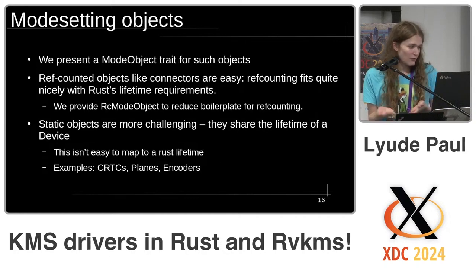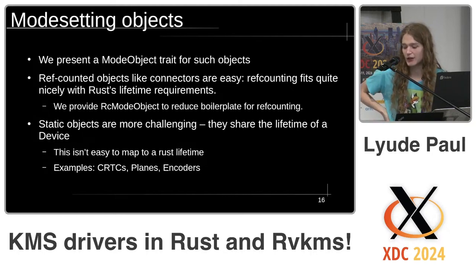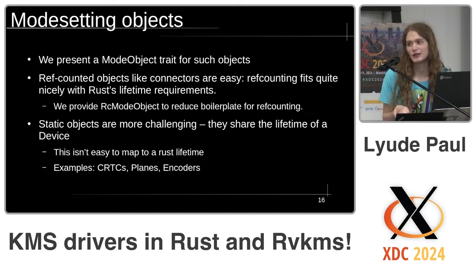For implementing these, we have a mode object trait, which for ref counted objects, it's pretty easy. Ref counting fits pretty nicely with Rust's lifetime requirements, and we provide a trait that these objects can use to basically reuse the same kind of like mode setting reference infrastructure that all the other objects are using, since it's basically the same for all of them. Static objects, on the other hand, are a bit more challenging. So static objects will typically share the lifetime of a device, which is not easy to directly map to a lifetime in Rust. A lot of objects are like this, like CRTCs, planes, and encoders.